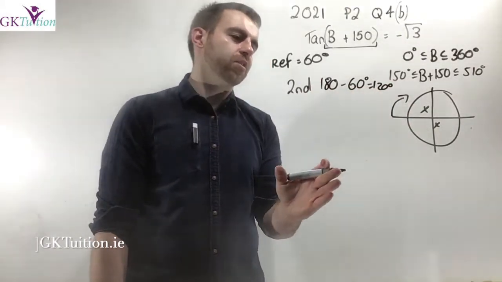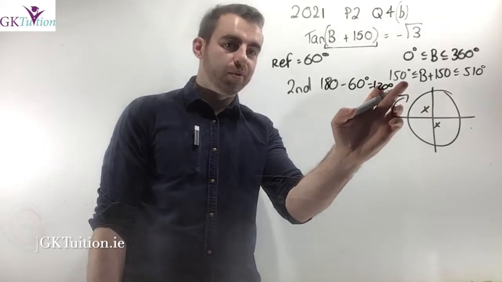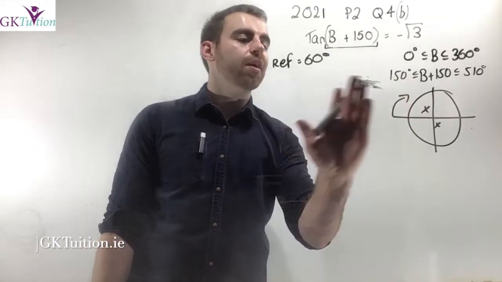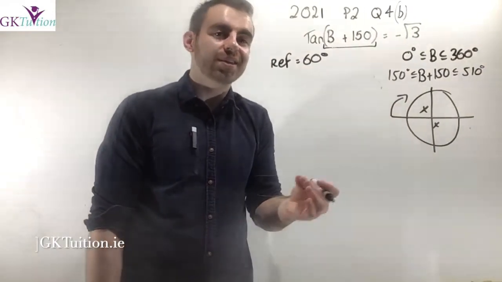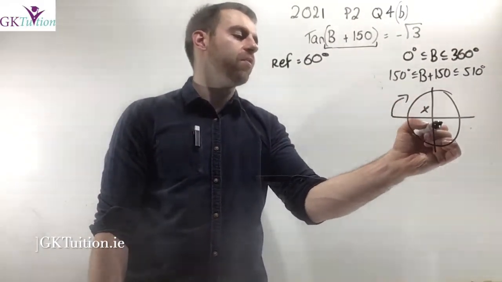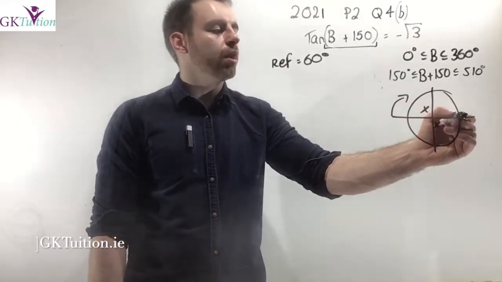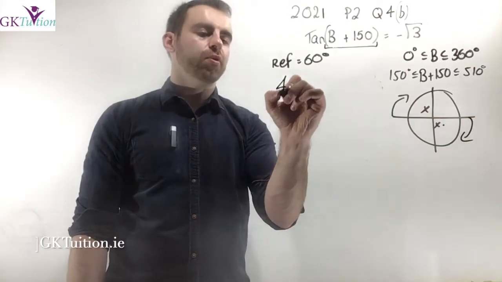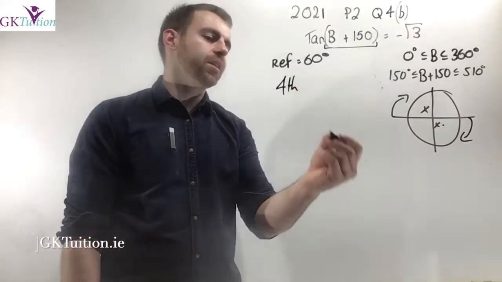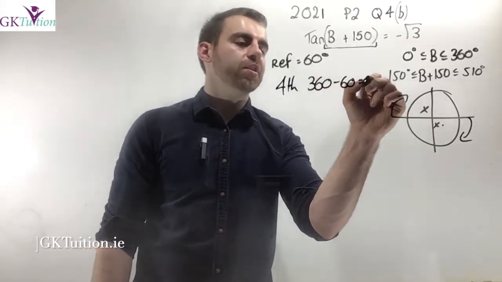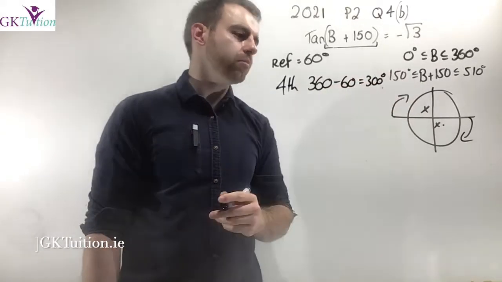Now you should recognize something here. That's actually too low. That's not in my domain. The minimum value I want is 150. So that one is actually not relevant. We didn't need to even incorporate it. The next one that I need to get is in the fourth quadrant. In the fourth quadrant, we always think of it as we've done a full revolution and we're going back into our fourth quadrant. So in this case, it's going to be 360 degrees minus 60, which gives me 300 degrees.